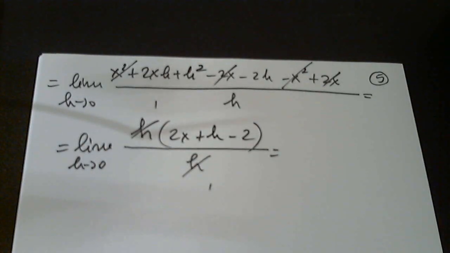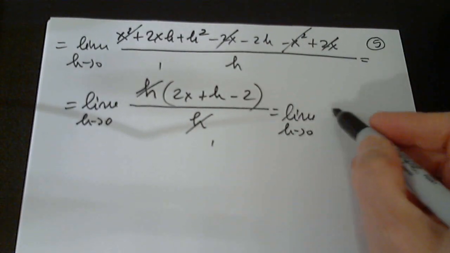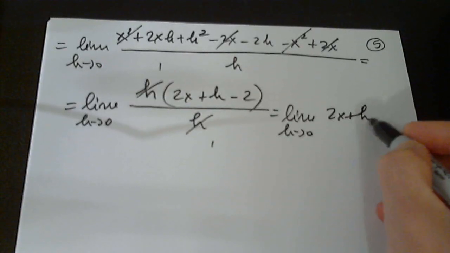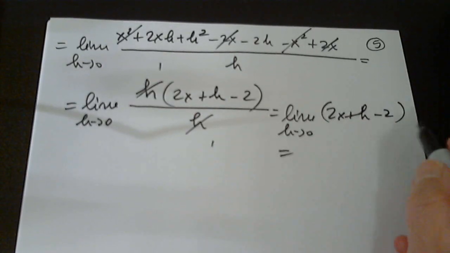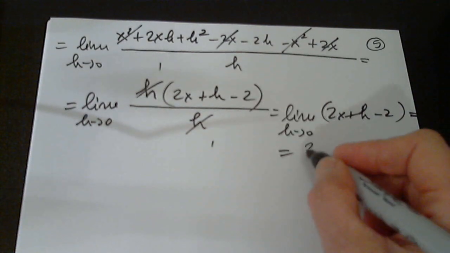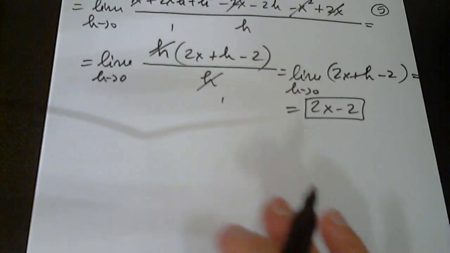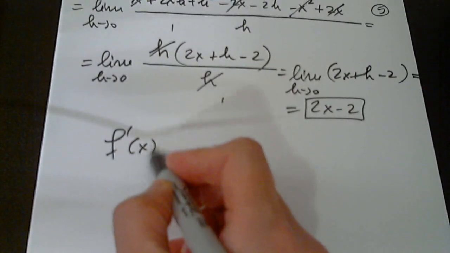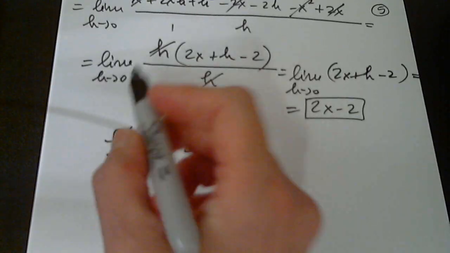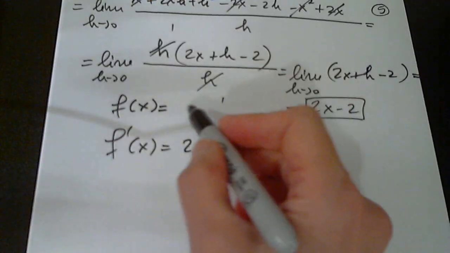Can anyone tell us the limit? If you want, I can write it again. Limit as h approaches 0 of 2x plus h minus 2. What is the final answer when h approaches 0? 2x minus 2. That's it. So what have we accomplished here? A lot. f prime of x equals 2x minus 2 for the original function, which was x squared minus 2x.